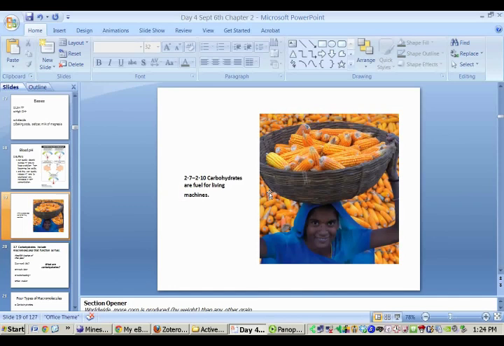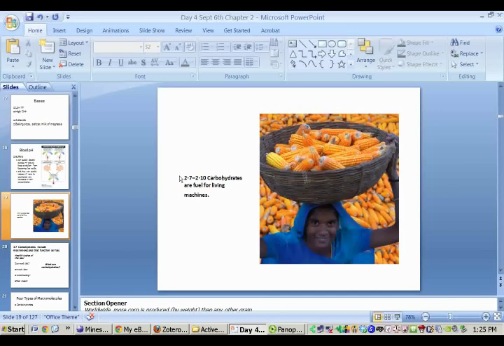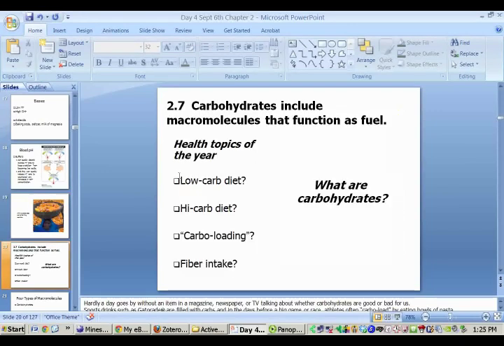So now, moving to a whole separate topic, we had just talked about acids and bases and a little bit about chemistry. Now we move into the different macromolecules that are really the building blocks of your body. One of the first ones we are going to look at is carbohydrates, and carbohydrates serve as a fuel for living machines, basically the energy for your body. Carbohydrates include macromolecules that function as food.